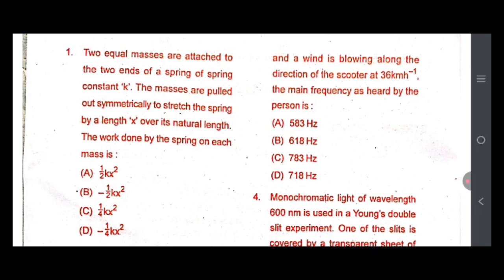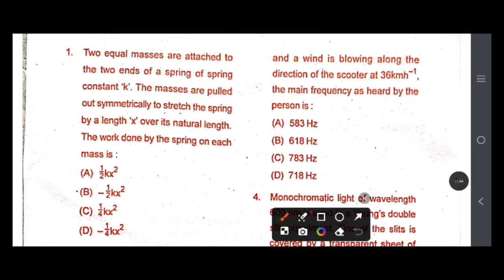Question number 1, two equal masses are attached to the two ends of a spring of constant K. The masses are pulled out symmetrically to stretch the spring by a length x over its natural length. The work done by the spring on each mass is, correct answer is option D, 1/4 kx square.